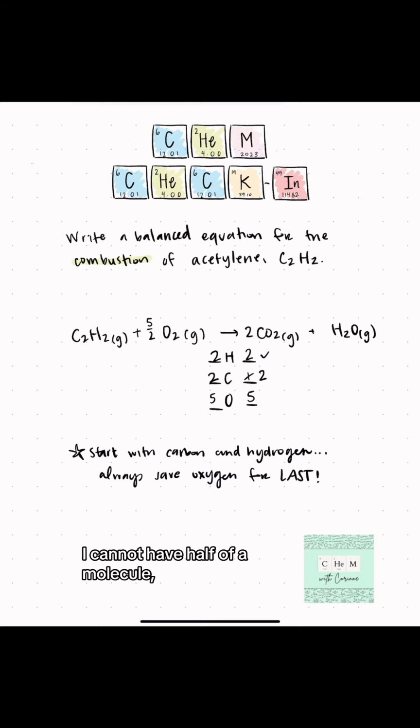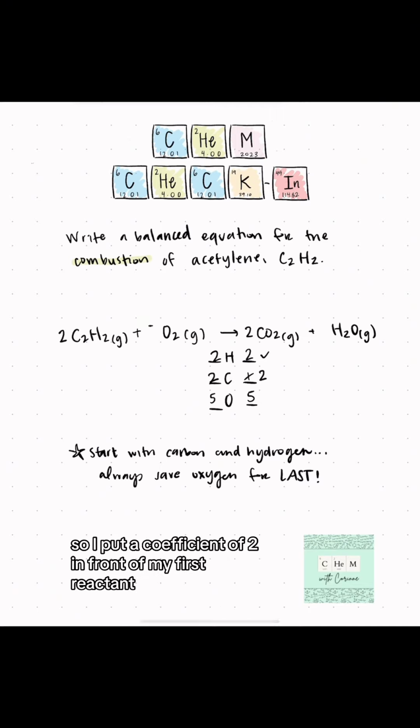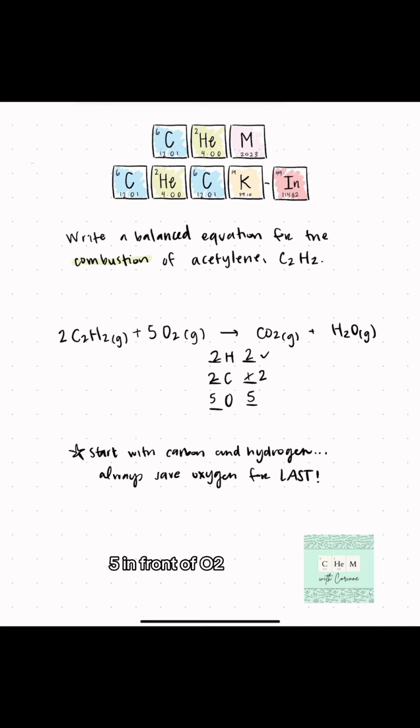Yes, I cannot have half of a molecule, but this is just going to help me keep track of things as I then go through and multiply everything by 2 to get rid of that fraction. So I put a coefficient of 2 out in front of my first reactant, 5 in front of O2, CO2 has a 4, and H2O is also going to have a 4.